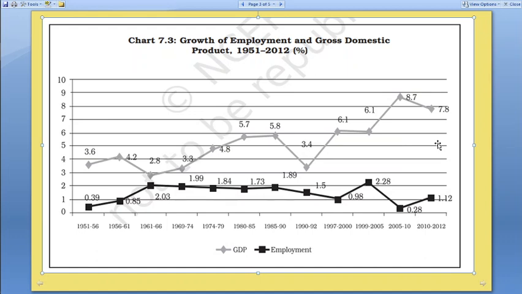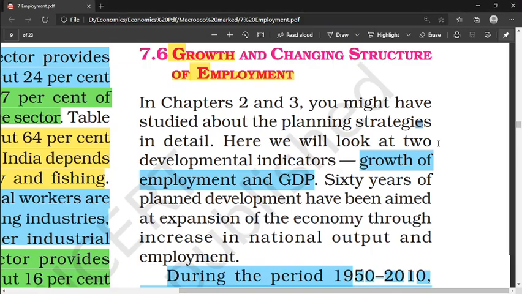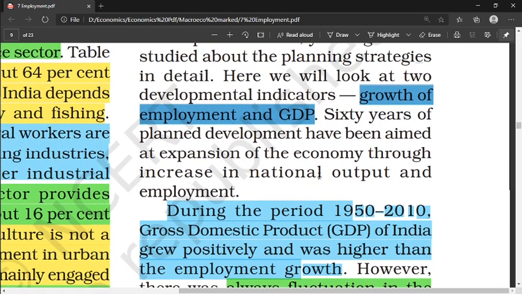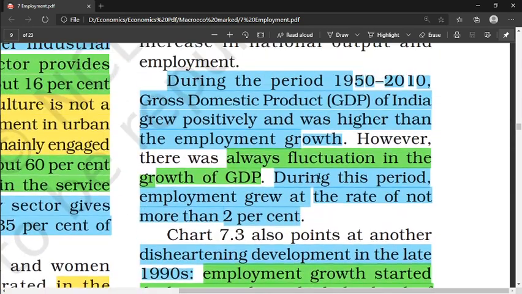So that is a point you keep in mind, that our income level has gone up, but the employment generation is not as it should be. That's why we have the problem of people not finding work, the problem of unemployment. So what we were looking at was the comparison between the growth of employment and the growth in GDP, which is the income. Let's go to the line that we have explained.